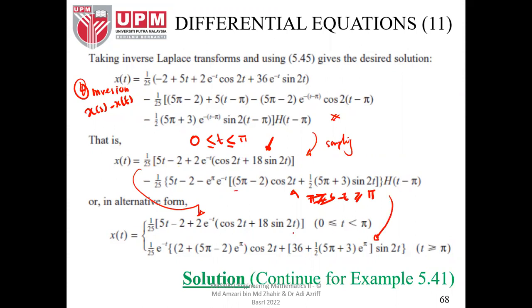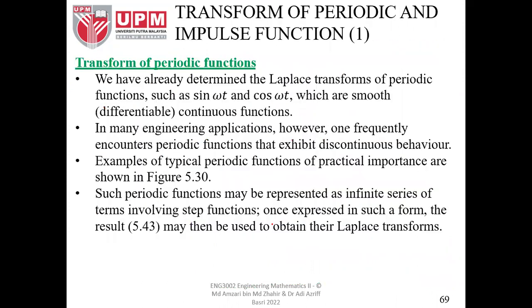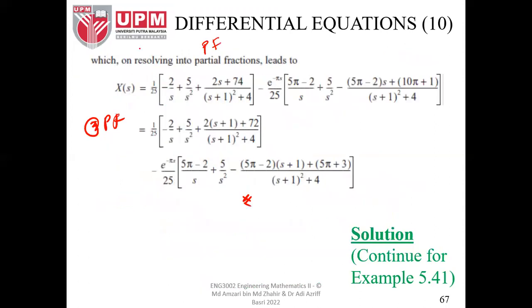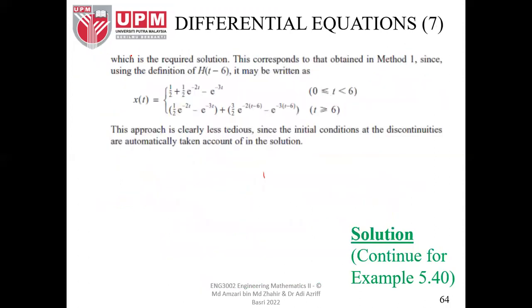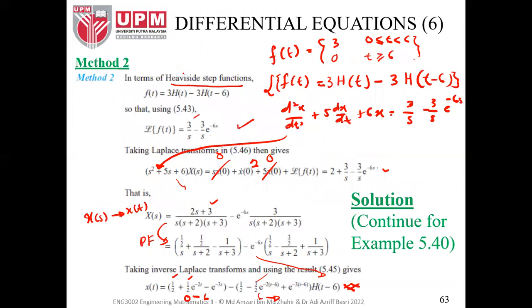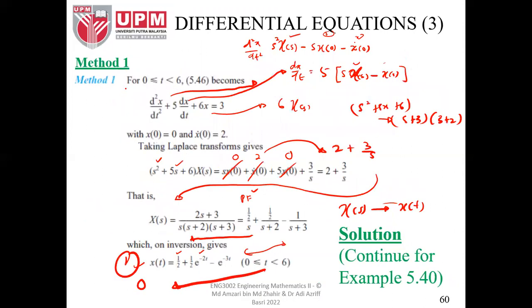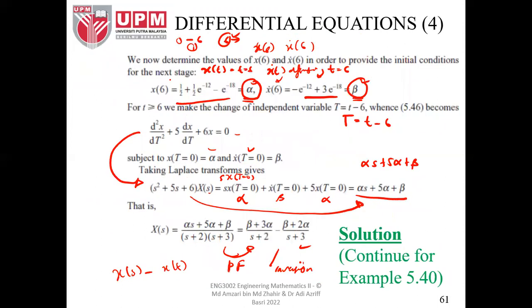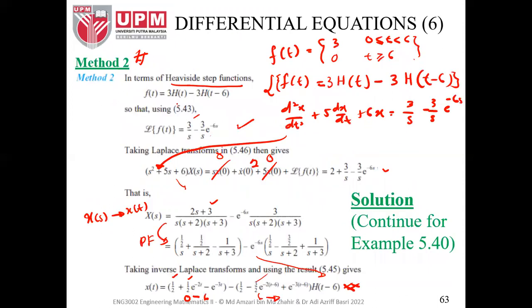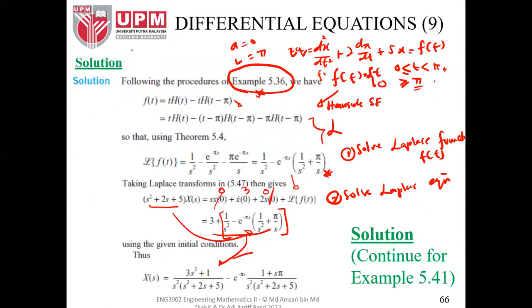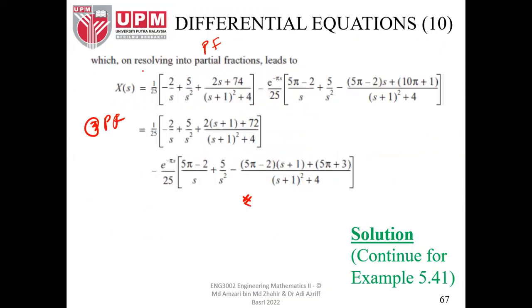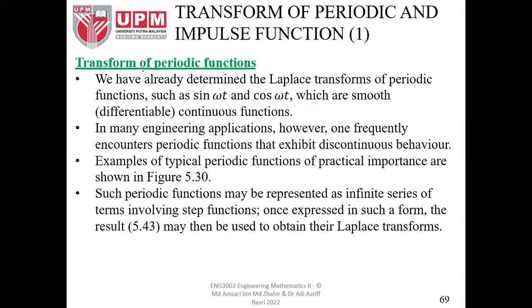Then you will solve this equation. So you have two methods. The first method is doing the Laplace transform one by one. But the fastest one is method number 2. If you use method number 1, you will also get the same answer, but maybe a bit longer. So this is the differential equation with the Laplace. Okay, we go for next.